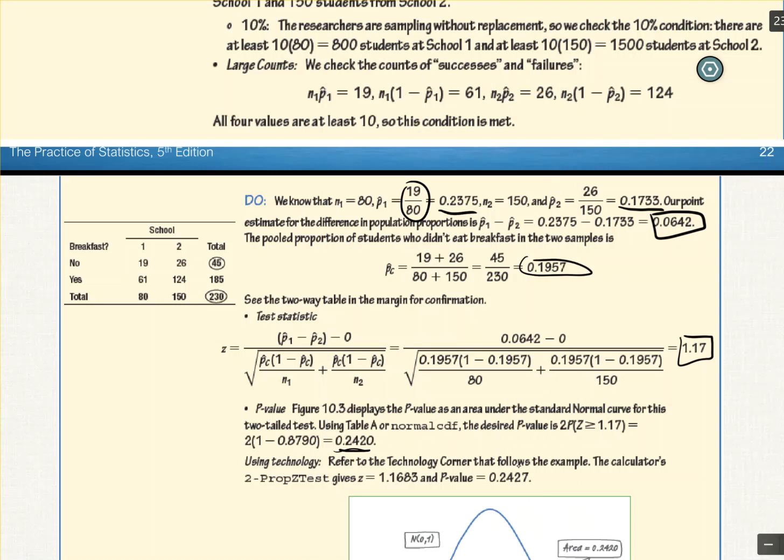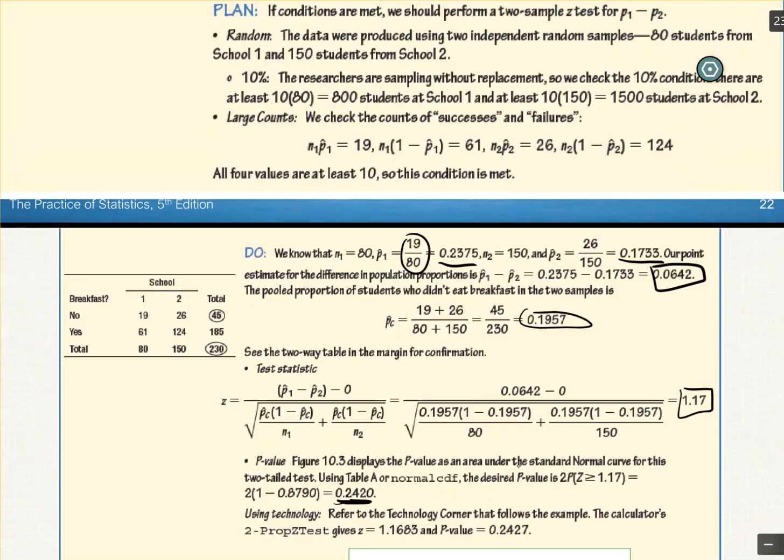And you'll notice you can get that from the table as well, or the calculator. So we end up with 0.242. Remember our alpha in this was 0.05. So since our p-value is larger than that, we would fail to reject the null hypothesis. There's not convincing evidence that the people going without breakfast is different.